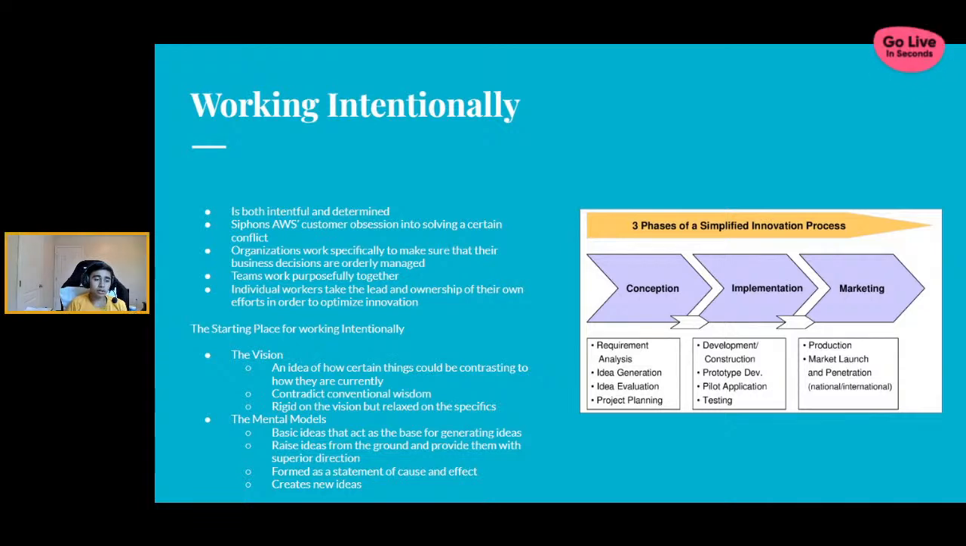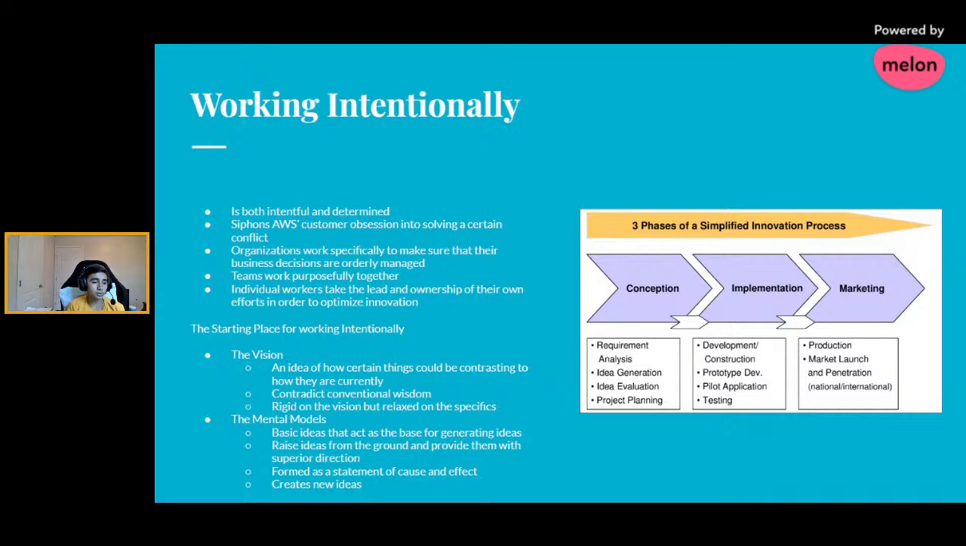And we have two starting places for working intentionally. So the two starting places are the vision and the mental models. The vision is an idea or a vision, of course, of how certain things could be contrasting to how they are currently. So, how things could be changed. What can we do to change these things? And this is not even building the product yet. This is just brainstorming in your head and creating a vision for what that could look like.